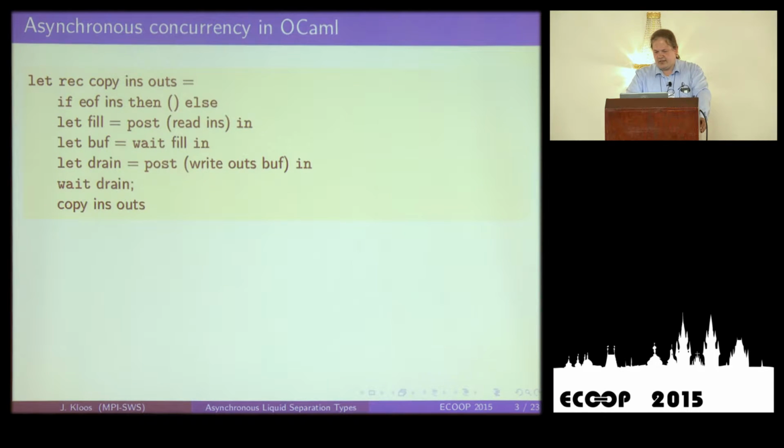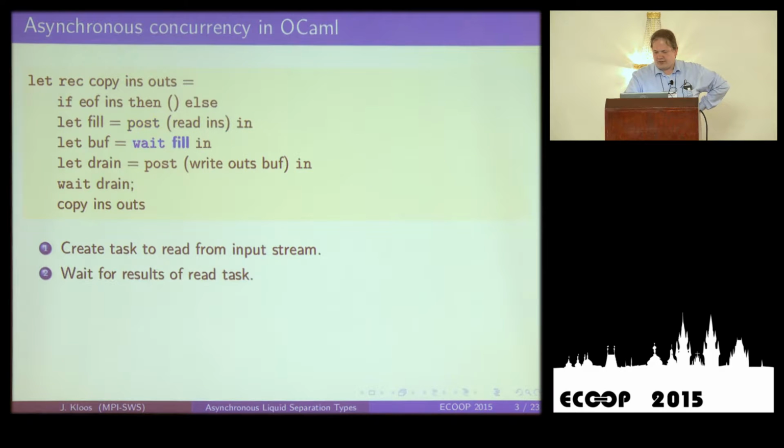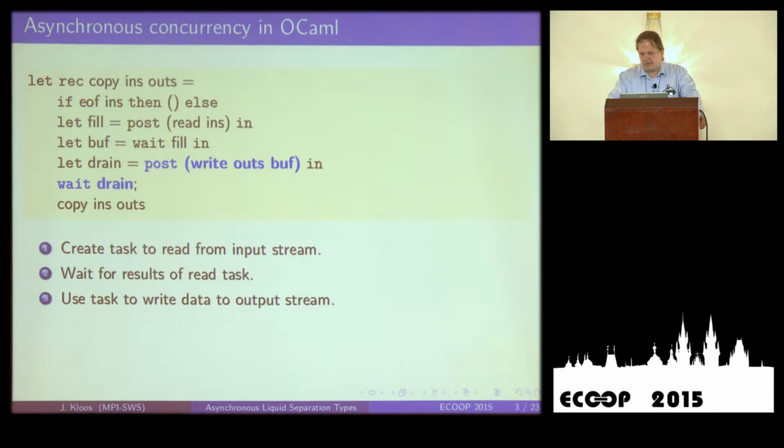So what we consider here are programs using asynchronous concurrency written in OCaml. And I have a small example program that I'll now explain to you. What we do here is we want to copy data from an input stream to an output stream. First, we create a task using the post operation, which reads from the input stream, and wait for this task to complete. This yields a buffer, which contains the data that we've read from the stream. And after that, we create another task to write it out, wait for it to drain, and copy more data.